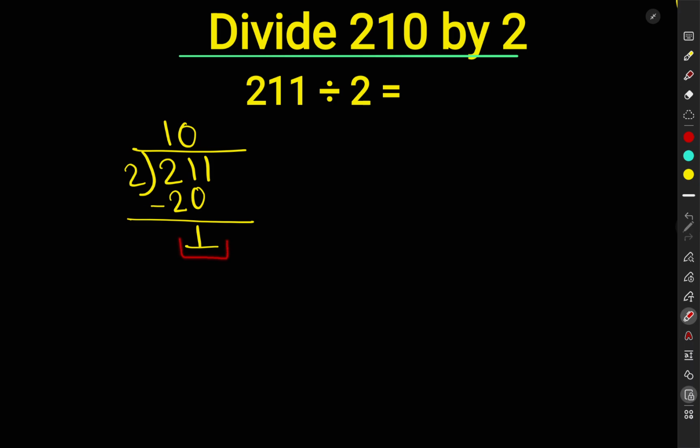So now this 1 is less than 2. So we put down this number beside 1. So now it became 11. So 2 times 5 means 10. On subtracting we get 1.